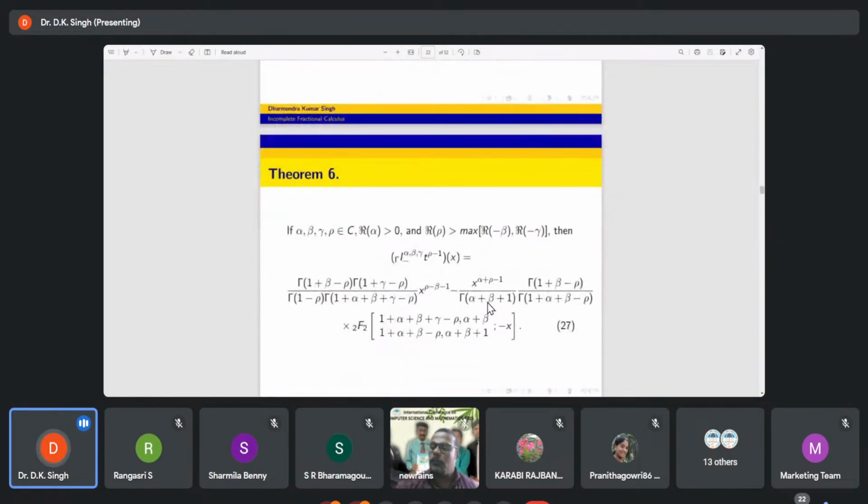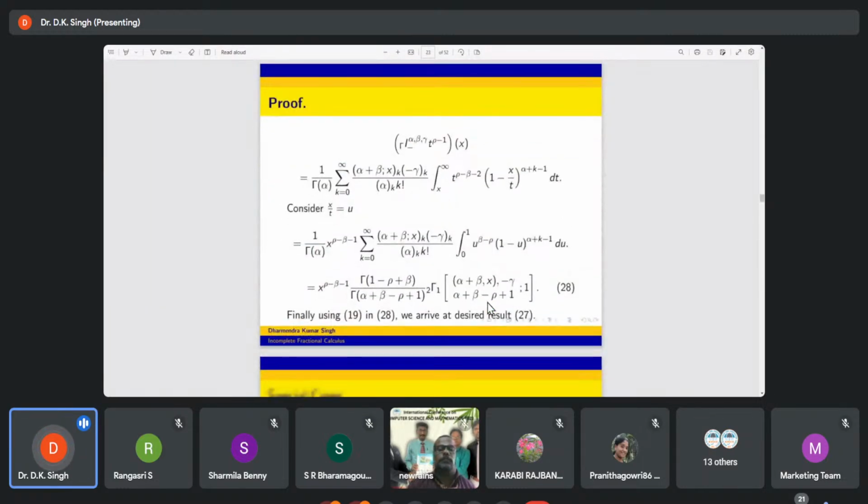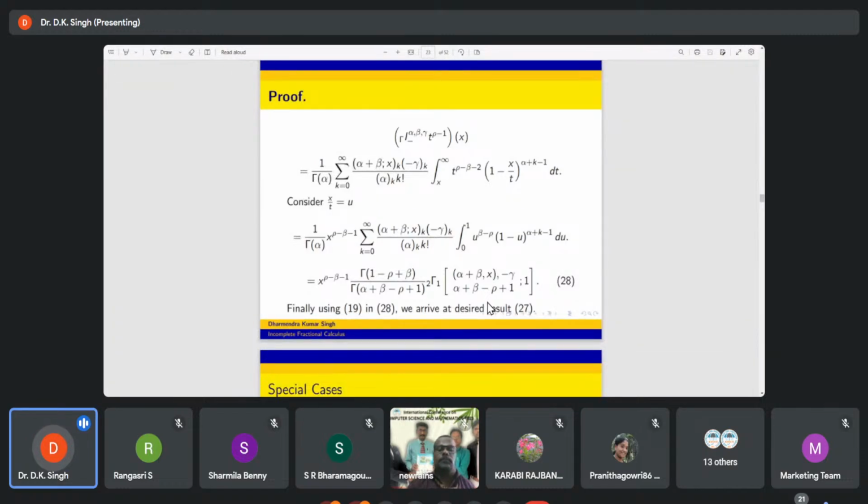Now for theorem 6, because this is another fractional integral operator, we are using the same techniques. If alpha, beta, gamma, rho are such that alpha is greater than 0, and this is the convergence condition for real rho, maximum of real minus beta and real alpha minus gamma, then we have the fractional integral operator in this form. So how will you prove this theorem? Again we are using the same technique to prove these linear incomplete fractional integral operators. We are using the integral form of these incomplete fractional operators.